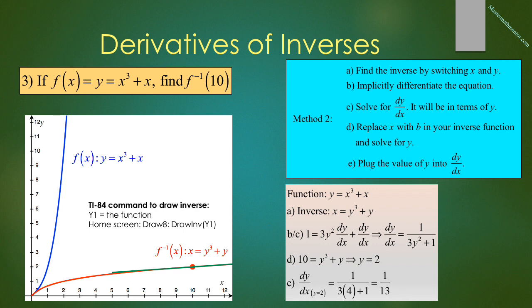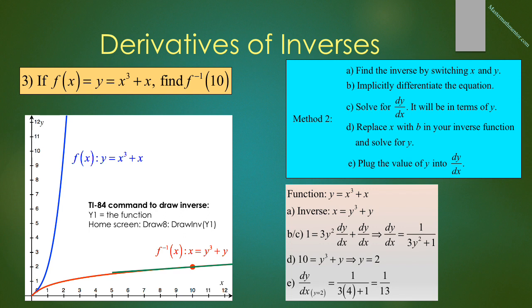So we will now do step B and implicitly differentiate the equation, remembering the chain rule. So we get 1 equals 3y squared dy dx plus dy dx. Step C says to solve for dy dx, and it will be in terms of y. So dy dx is equal to 1 over 3y squared plus 1.